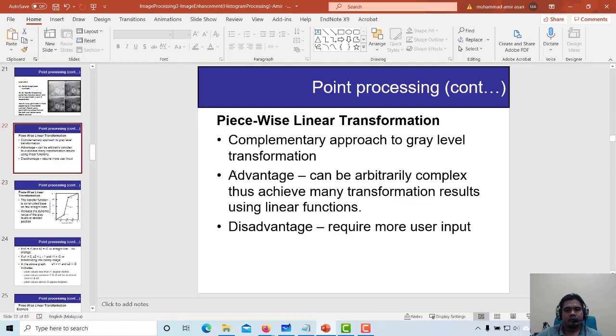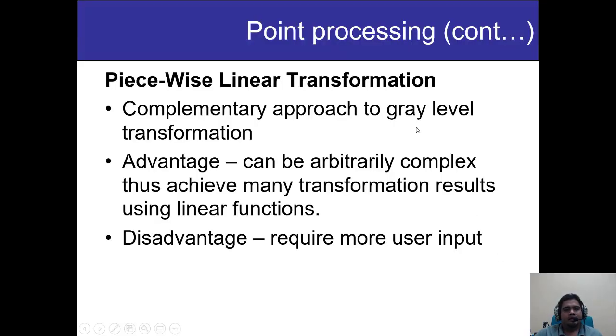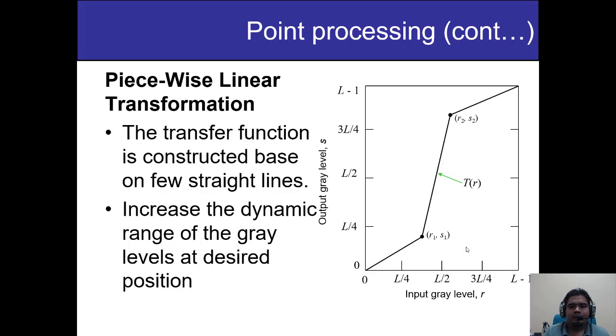That's why here they put the advantage that it can be arbitrarily complex. It means it can solve the complexity of the previous ones by achieving many transformation function results using a linear function. But the disadvantage is that it requires more user input. When you set how many points, R1, S1, R2, S2, R3, S3, you need to set them manually, and of course this kind of function requires more and more input from the user. In this example, you only have 2 points, R1, S1 and R2, S2.